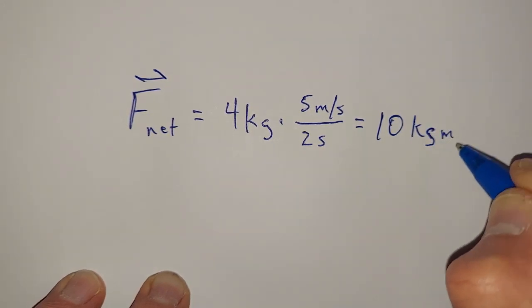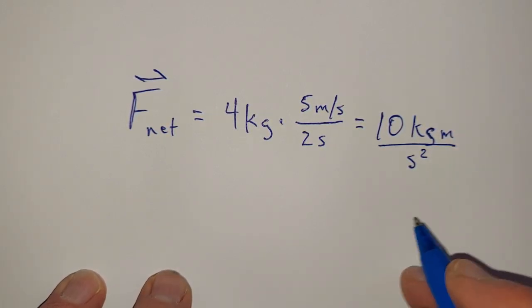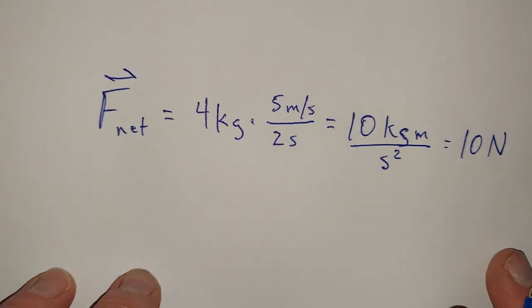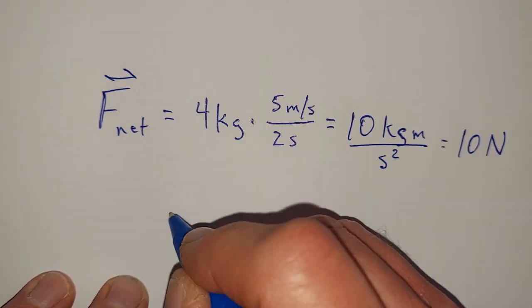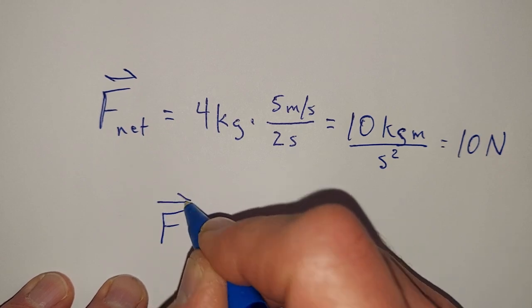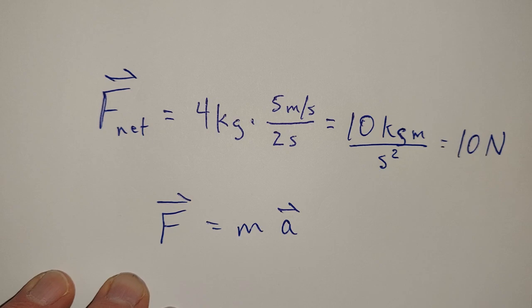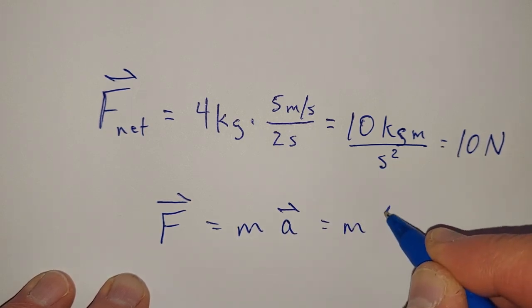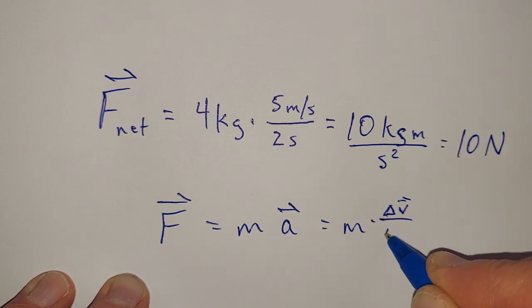meters per second squared. Okay, which is equal to 10 newtons. So net force equals mass times acceleration. Or mass times change in velocity over change in time.